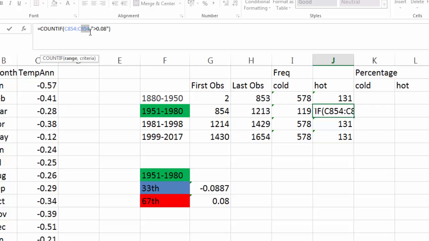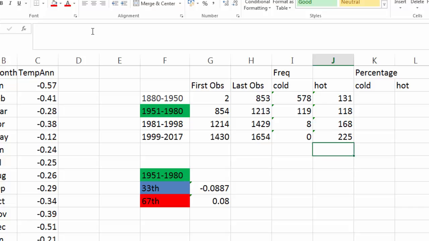And let me change the references for the other two subperiods as well. Here I'm changing it for the last one, for the hot days, for the 1999-2017 period. What we now have in these cells are the frequency counts of hot and cold days in these four periods. Since the periods have different lengths, they're somewhat difficult to compare, although some patterns you can possibly already tell. What we now want to do is calculate percentages.